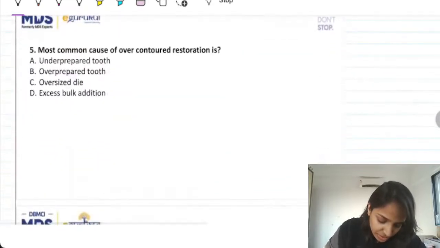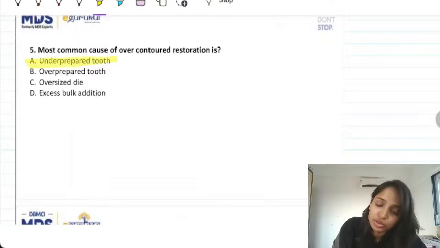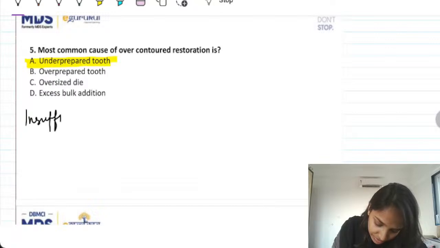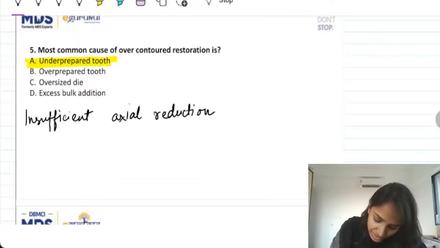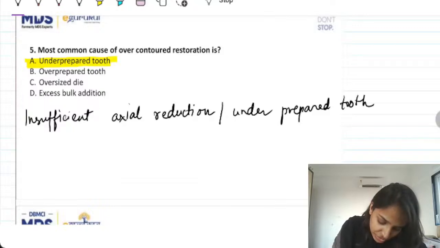Excellent. Now, question number 5. Most common cause of an over contoured restoration is very straightforward and something that we have learned through principles of tooth preparation with diagrams also. An insufficient axial reduction. Axial means the vertical walls of the tooth. An insufficient axial reduction, or generally an underprepared tooth, leads to a laboratory error of an inevitable over contoured crown.